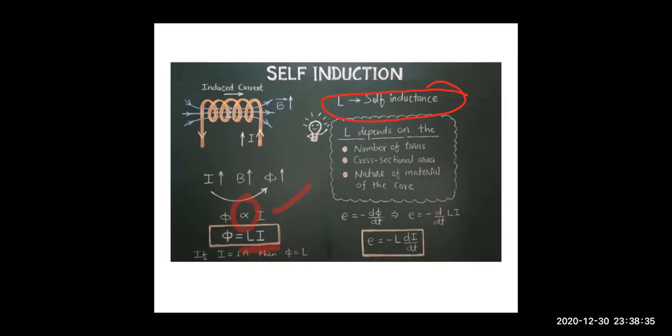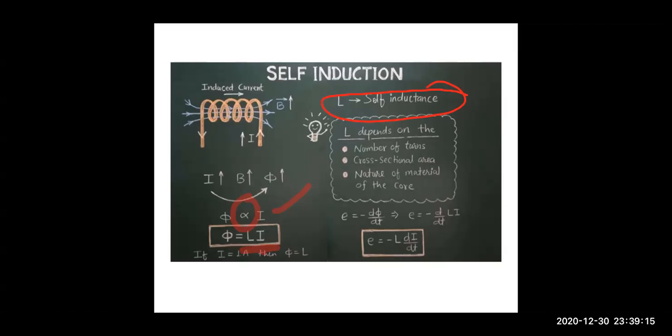Self-inductance is a property of the coil, right? To oppose the change in the flow of current in it. If the current is increasing, it will try to decrease it. And if the current is decreasing, it will try to increase it. So it is not in favor of the change. It will always try to oppose the change of flow of current in the coil. So self-inductance is a property of the coil to oppose any change in the flow of current in it.